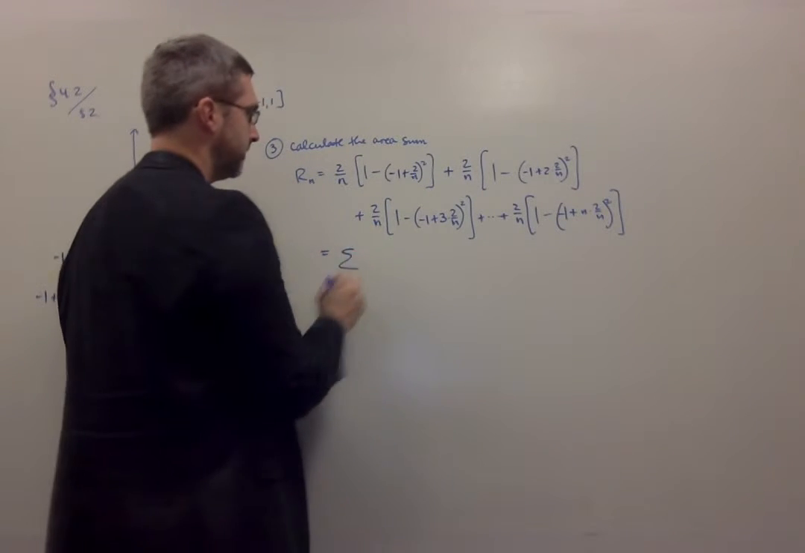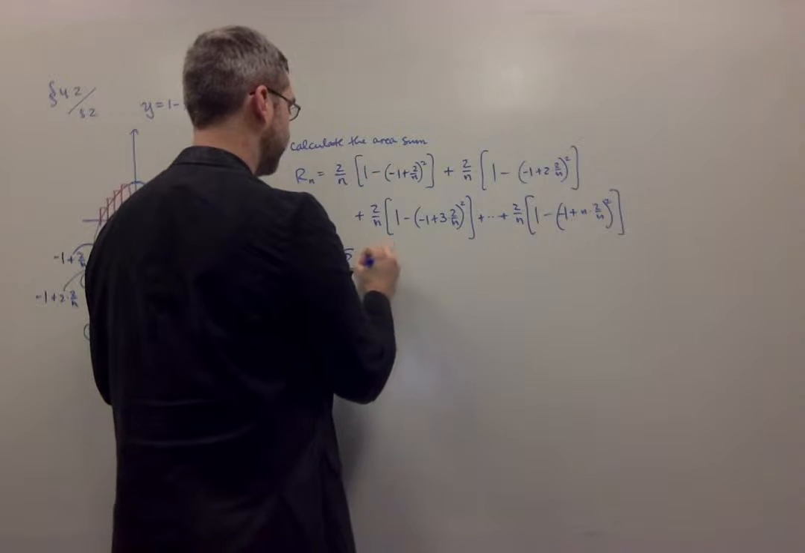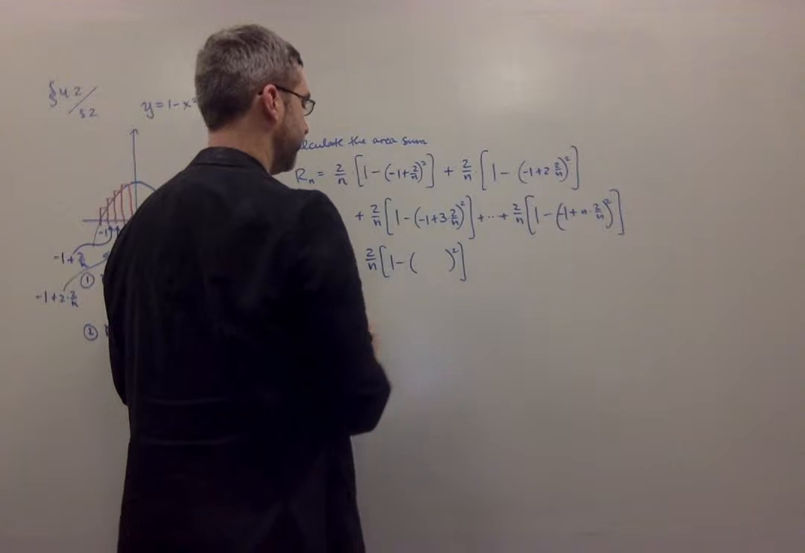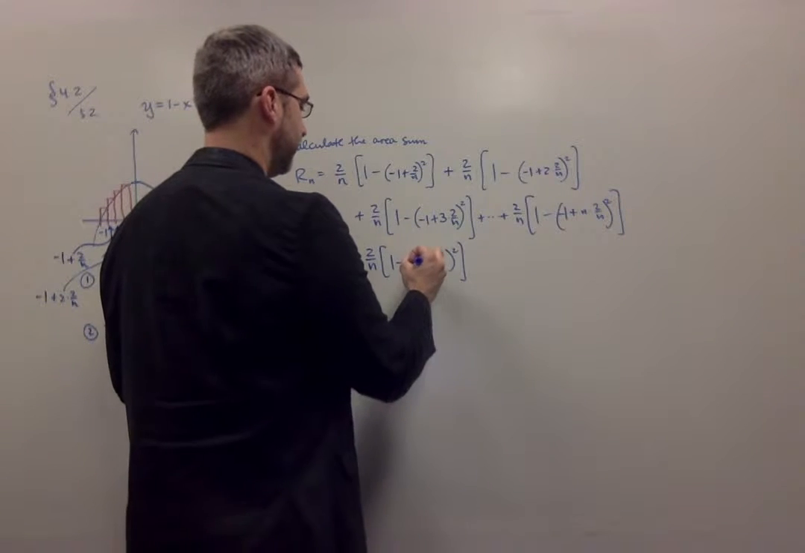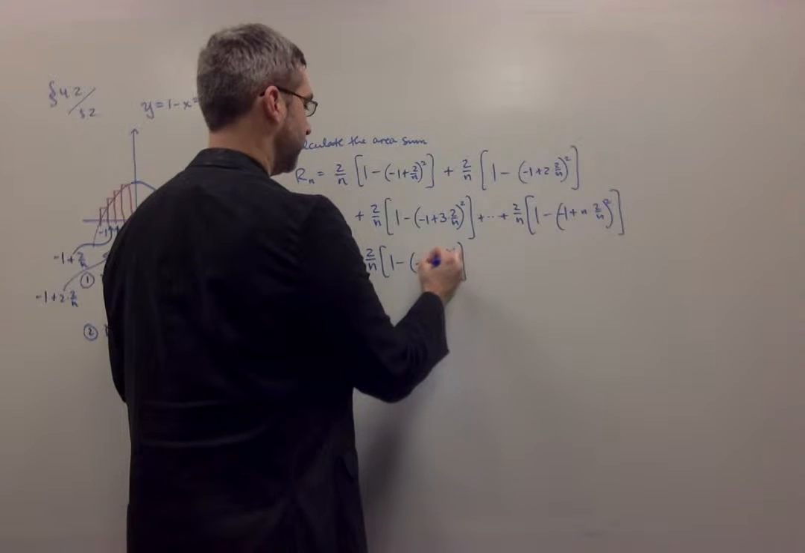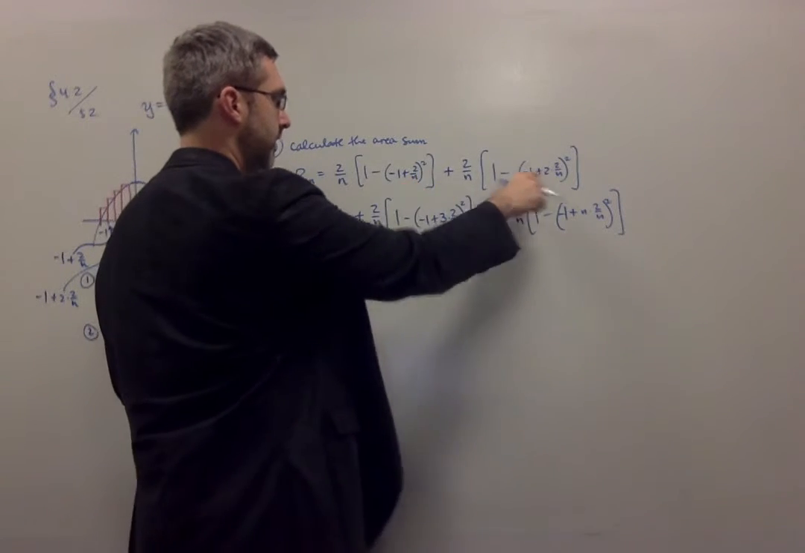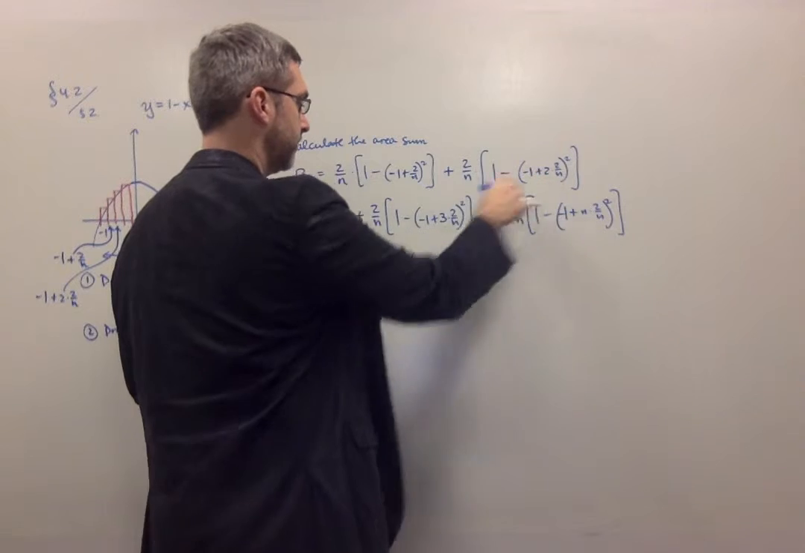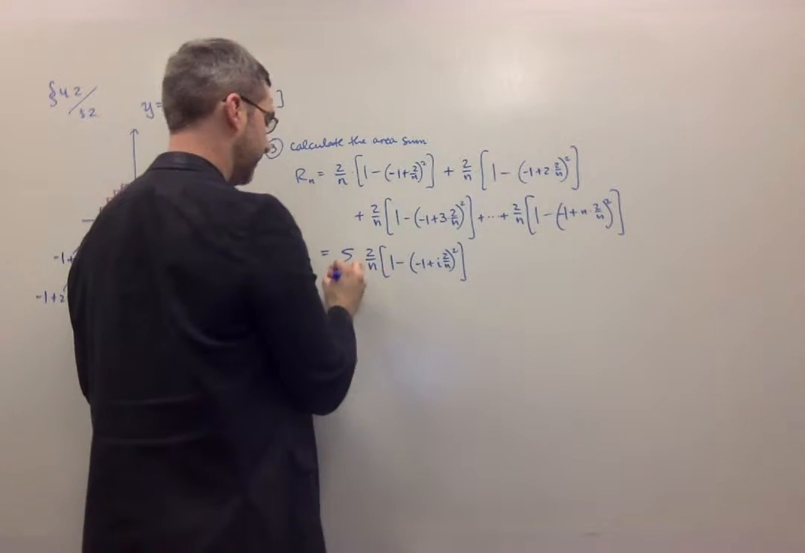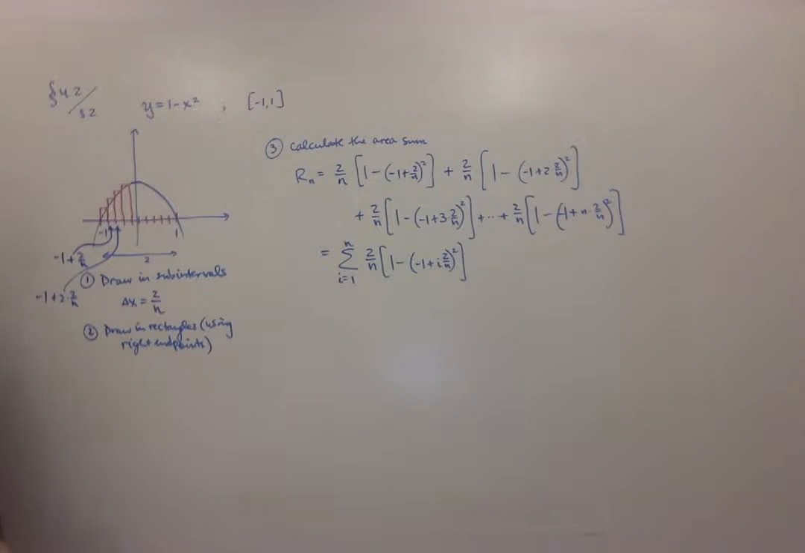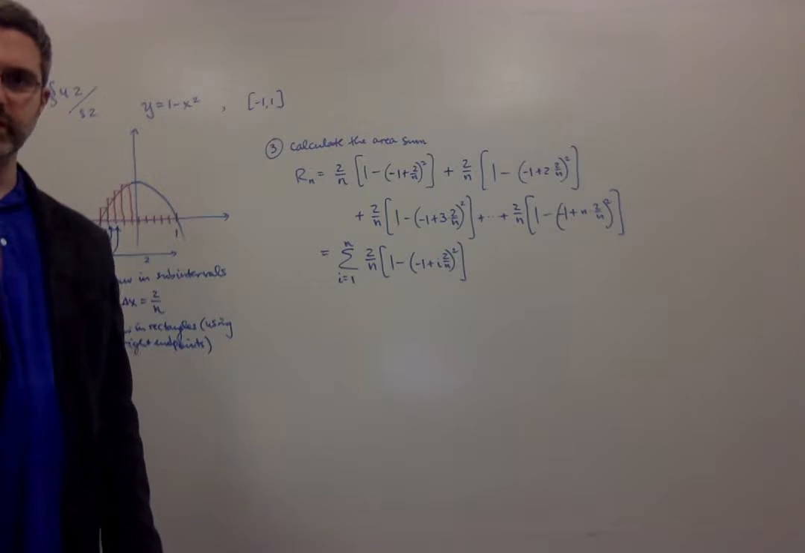So it is a sum, and the thing that's consistent in all of this is we have 2 over n times 1 minus something squared, and that something is -1 plus something times 2 over n, so I'm going to call that i. And i starts at 1, then goes to 2, then goes to 3, all the way up to n. So that should be your formula in sigma notation. We good?